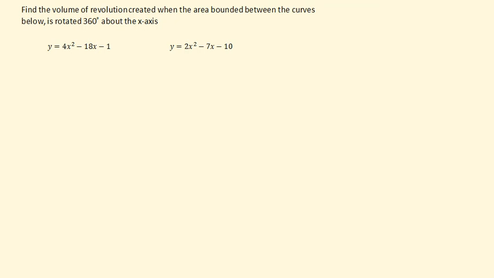Okay, here's an opportunity for you now to try finding the volume of revolution between two curves. The question is, find the volume of revolution created when the area bounded between the curves below is rotated 360 degrees about the x-axis, and your two curves are y equals 4x squared minus 18x minus 1 and y equals 2x squared minus 7x minus 10.